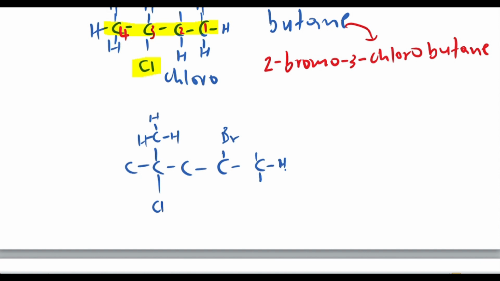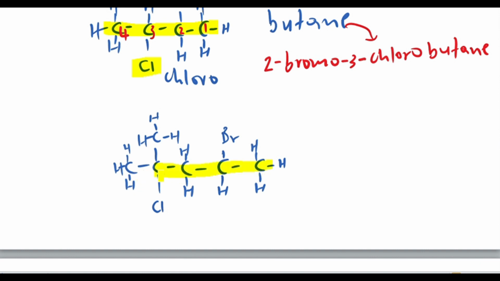Okay, so in this case we are going to identify first the longest chain. Okay, the longest chain, because we have so many chains here. That is the parent. If we start here, it's 1 2 3. That is not the longest. 1 2 3 4 5.